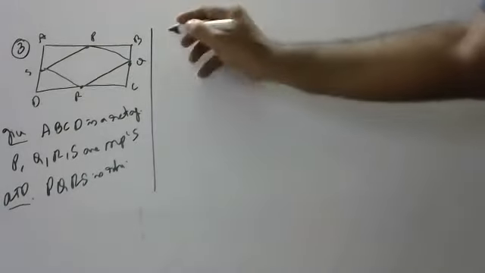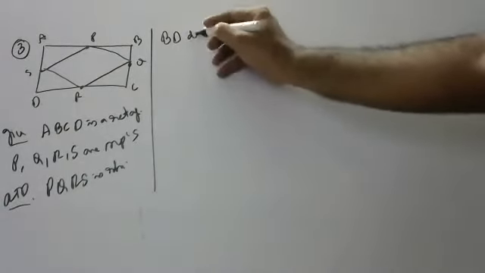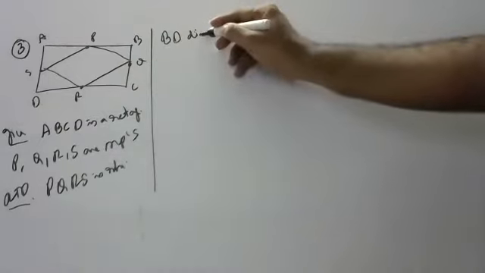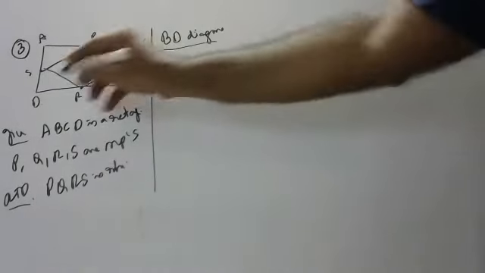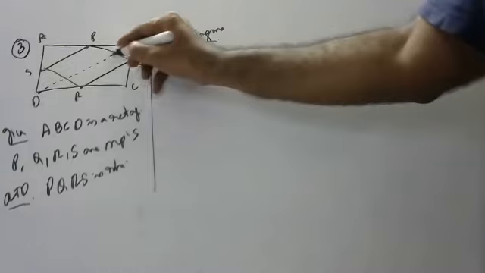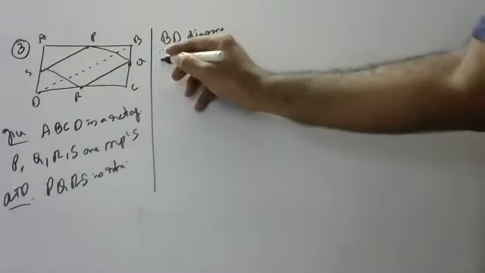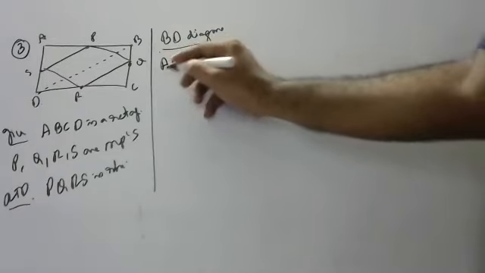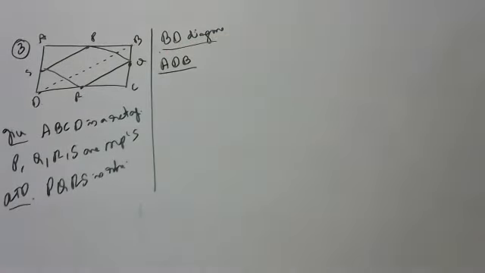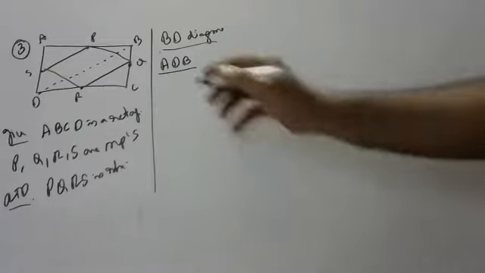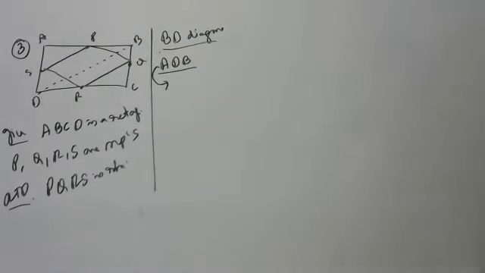Okay, children. So again, to prove PQRS is a rhombus, same old story continues. BD diagonal or AC diagonal, any one diagonal. BD diagonal I am constructing. Okay, Tanmay, triangle ADB. Tanmay. When I call anyone, one will answer. Tanmay, are you there?